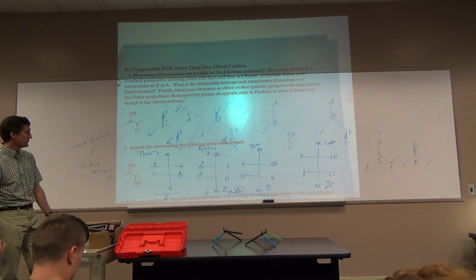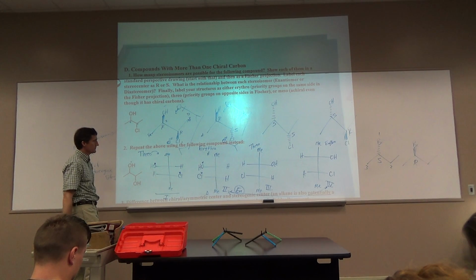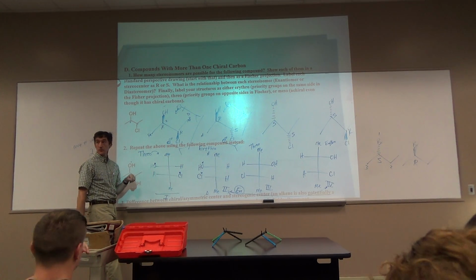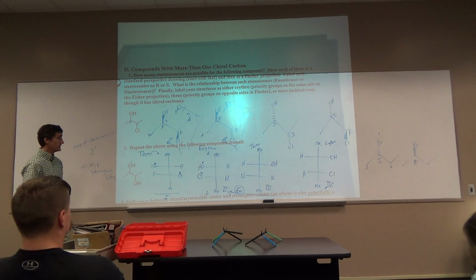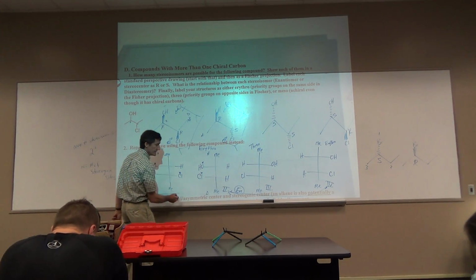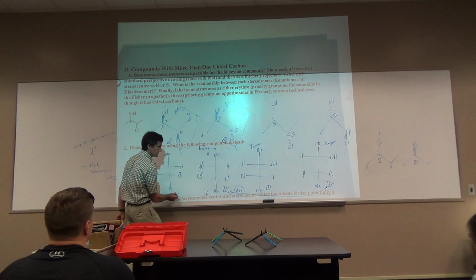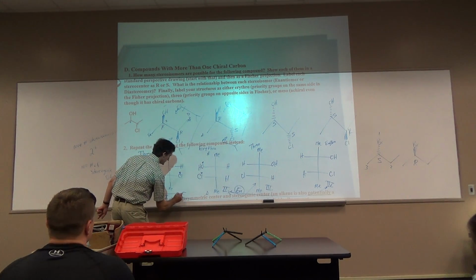What's the relationship between 1 and 3? Same thing, right? 1 and 3, they look like they're mirroring. Do you see that 1 and 3 are mirroring? Easier to see in the Fischer projection. Yes. 1 and 3 are indeed enantiomers. We could build models too, and they would not stack. 1 and 3 are enantiomers.